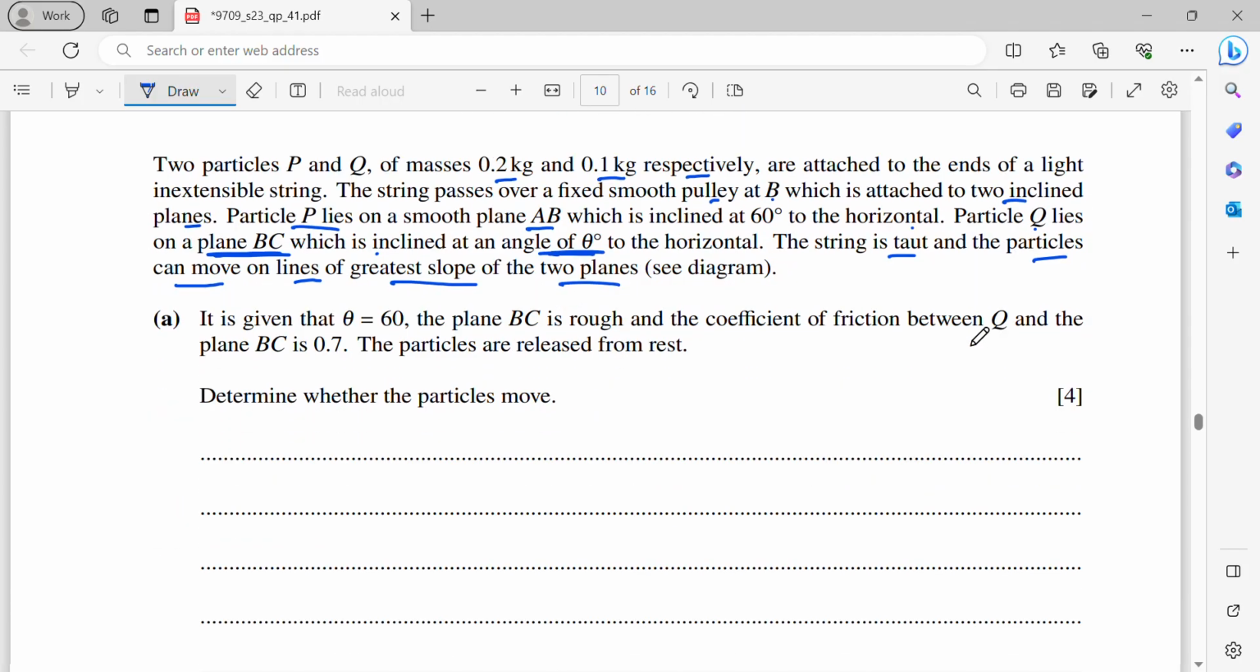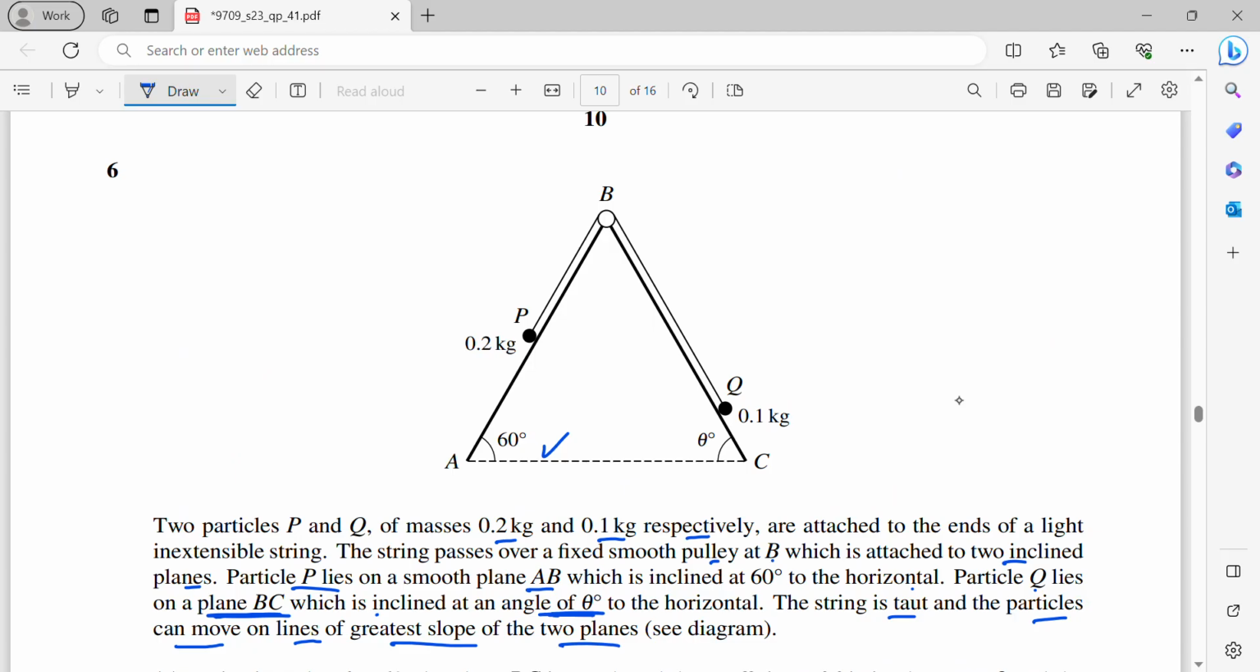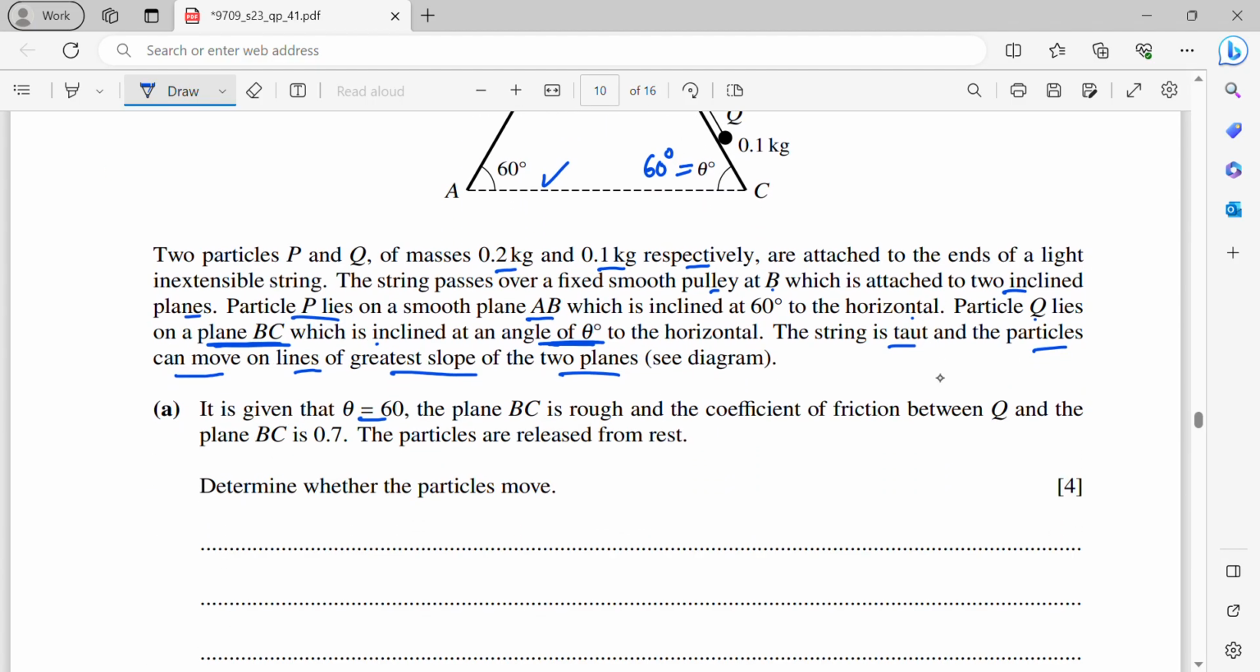So now it is given that theta is 60. So theta is 60, I will let this be 60 degrees. The plane BC is rough and the coefficient of friction between Q and the plane BC is 0.7. The particles are released from rest. Determine whether the particles move.